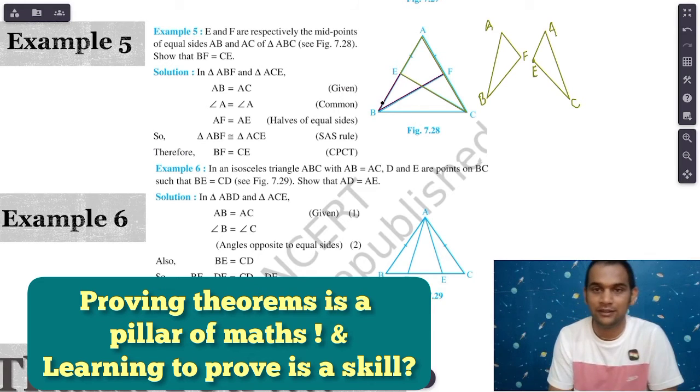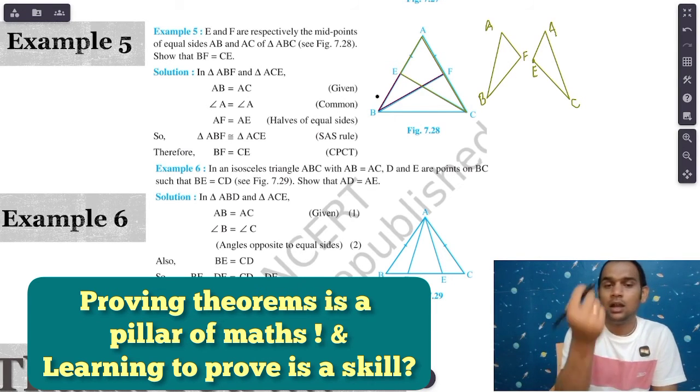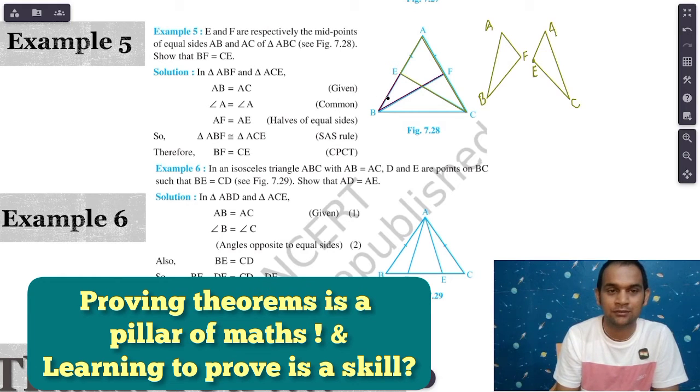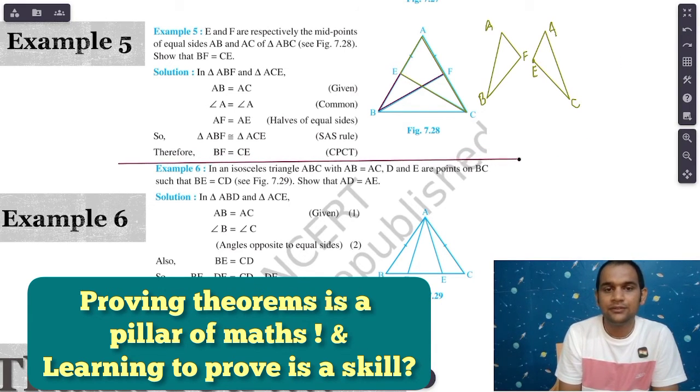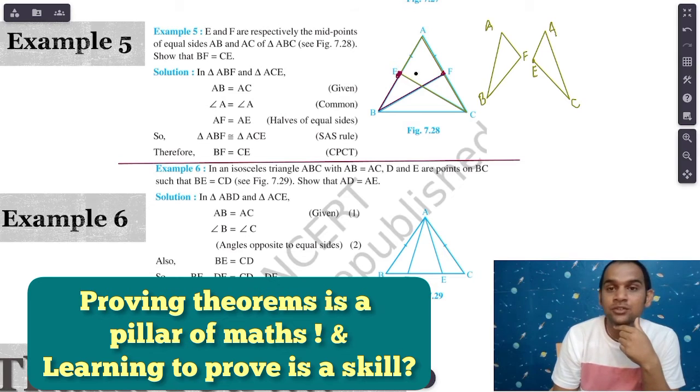Let's move on to example number 5. It is a little bit similar, but a little more thought process is involved over here. The question says E and F are respectively the midpoints of equal sides. Now it's already given AB is equal to AC. E and F are midpoints of equal sides AB and AC of triangle ABC. So we need to show that BF, this side, is equal to EC, this side. So how will we show that?